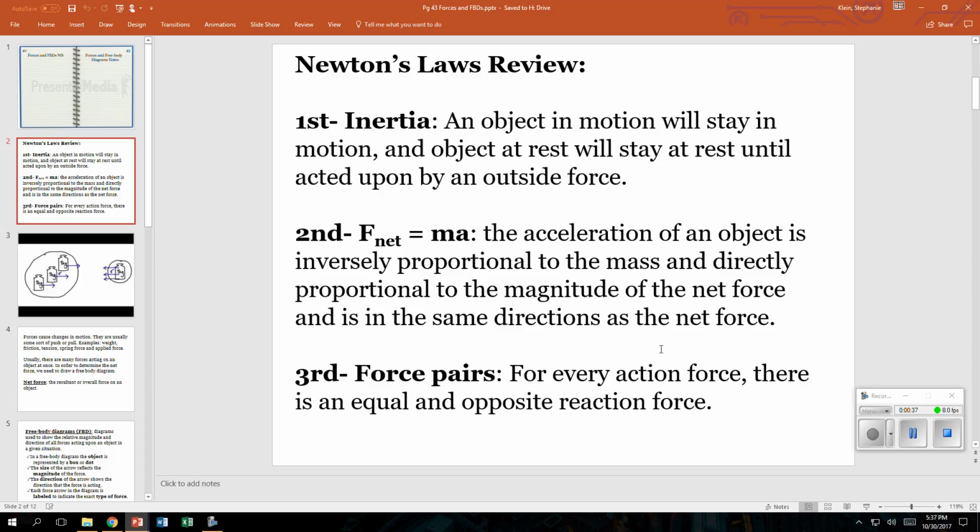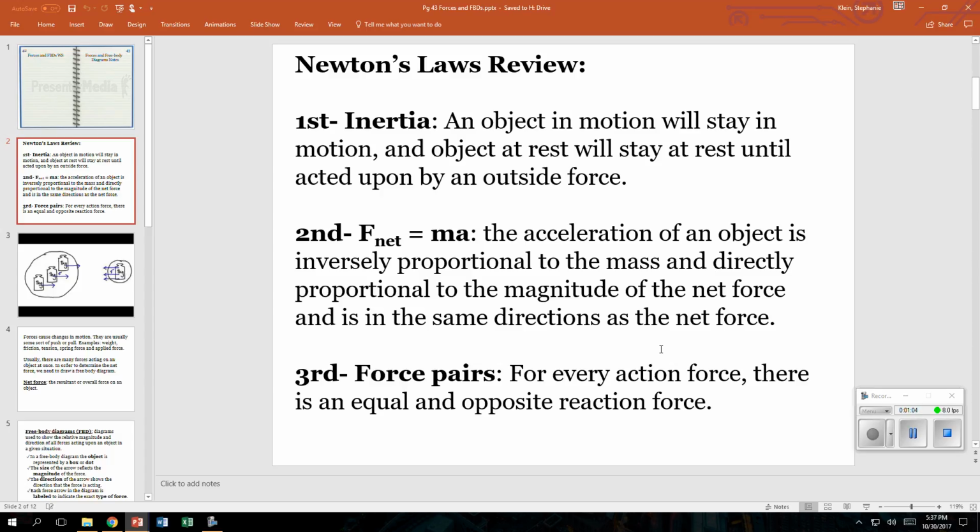Our second law of Newton gives us our F net, our net force, equals mass times acceleration. It gives us our lovely little formula, and it means that the acceleration of an object is inversely proportional to the mass and directly proportional to the magnitude of the net force. And it is in the same direction as the net force.